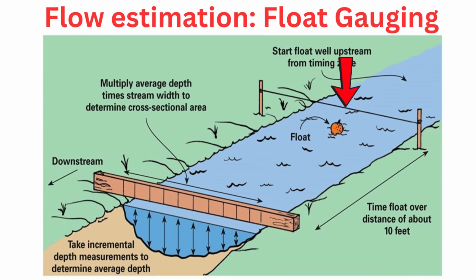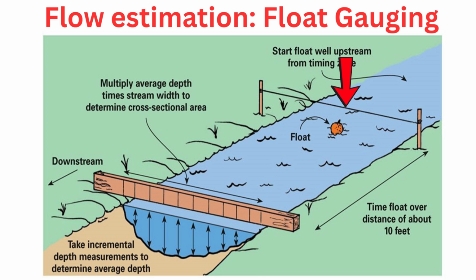Flow estimation. Float gauging. Float gauging is one of the simplest methods to estimate stream flow or discharge in rivers or open channels. It uses a floating object such as wood, plastic ball, or an orange placed on the water surface to measure surface velocity, which is then converted to average velocity and multiplied by cross-sectional area of the flow.